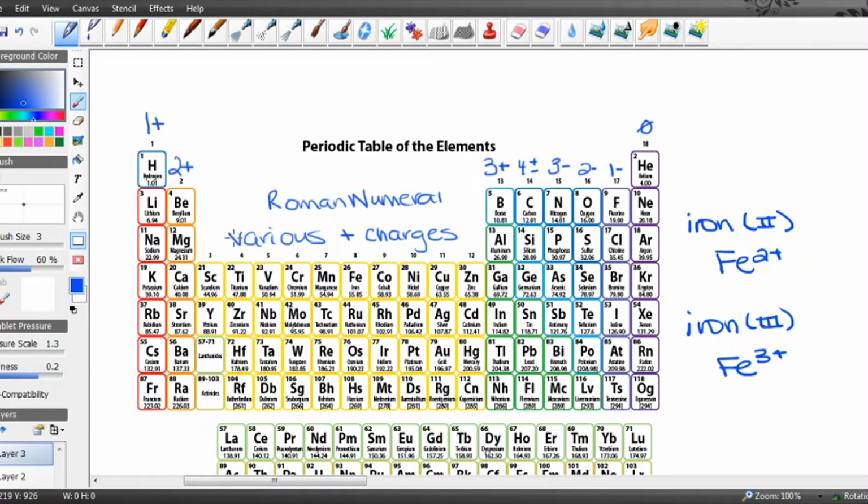So we'll talk more about that a little bit later on in our next lecture, writing formulas and names for ionic compounds. And all we're going to need to be able to do is identify these charges and use them in order to create neutral ionic compounds.